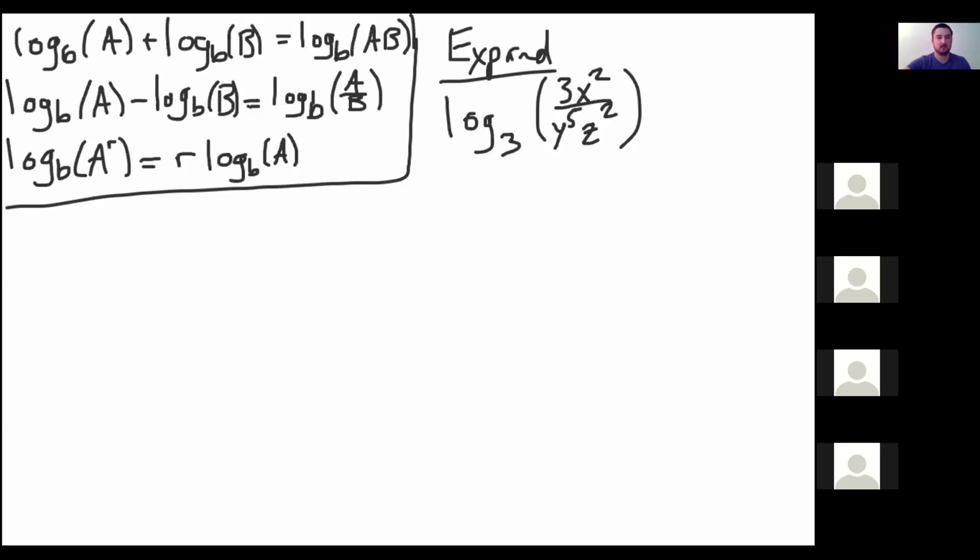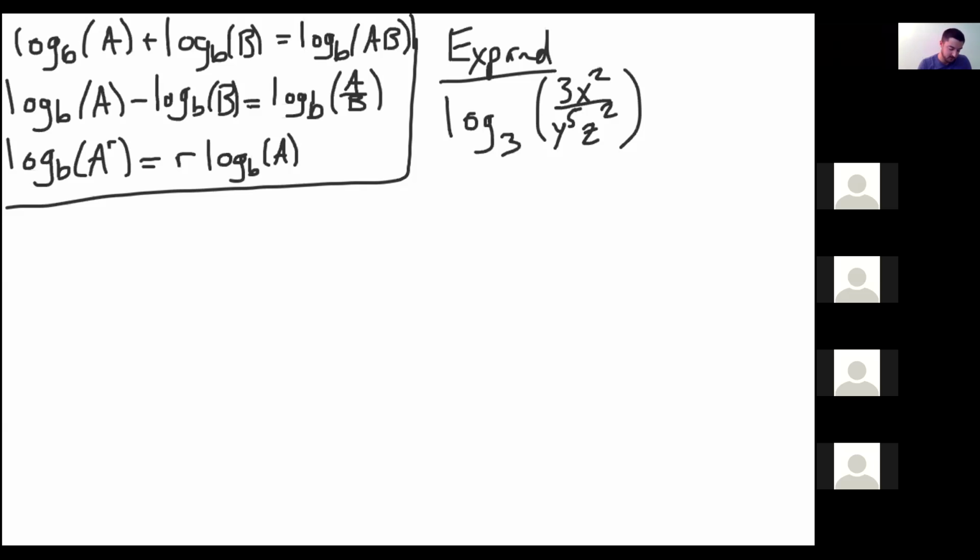All right. So overall, good job, everyone. I think 68% chose the correct response. But that's not everyone, so let's make sure we go through it. Okay. When I look at this log, hopefully there is one operation that I see immediately. And it's that I'm dividing two things inside of a log. I have log base 3 of 3x squared divided by y to the 5th z squared. So then I can apply what's listed as my second property there, that deals with division inside of a log.